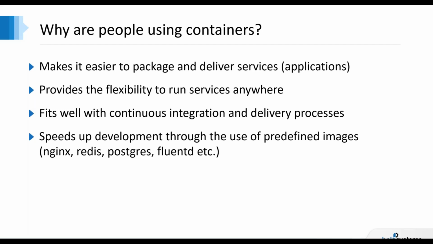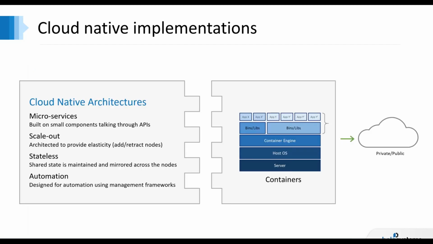It also speeds up development, because you can use these predefined images. So if you want to have standard components like Nginx or Redis or FluentD, etc., pushed out to a large set of different nodes or hosts, it's fairly easy because you can find these predefined images. You don't need to build them yourself. You can use those prefab components and push them out. So those are a number of reasons. I mean, there's probably more, but these are the ones that are most prevalent, I guess.